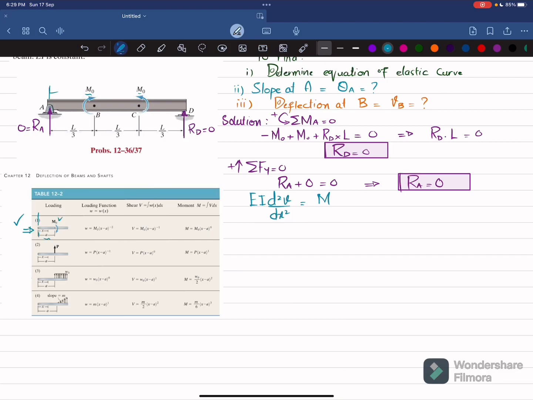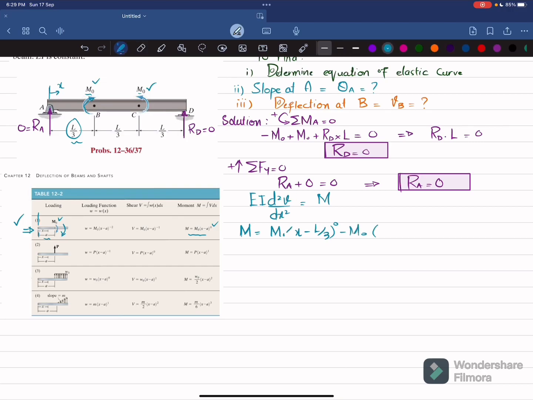So x starts from this place, and you can see the first moment is this one, at a distance of L by 3. This moment is clockwise, and this is also clockwise. So our equation will be plus m0 into x minus A, where A will be replaced by L by 3. So x minus L by 3 power 0. The second moment is counterclockwise, so it will be minus m0 into x minus A.